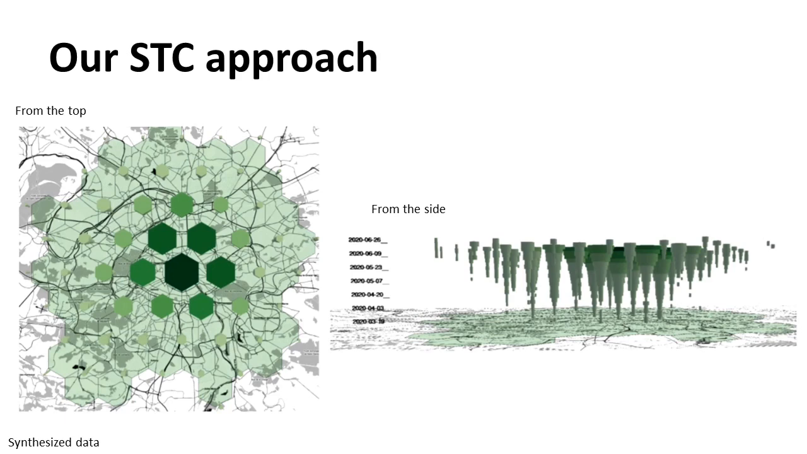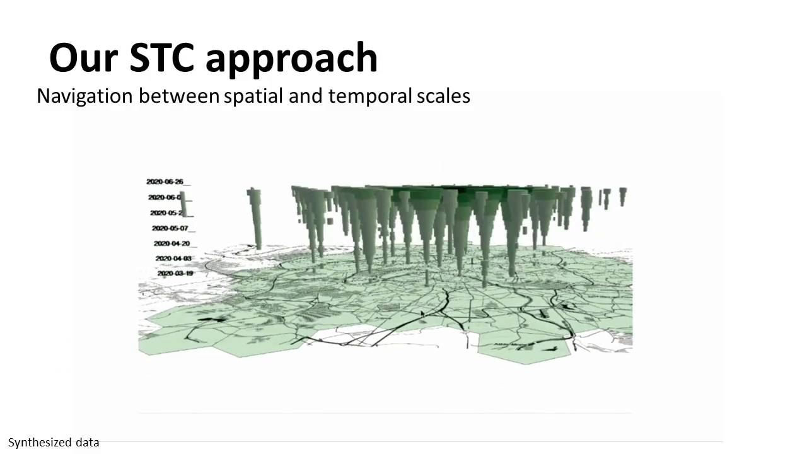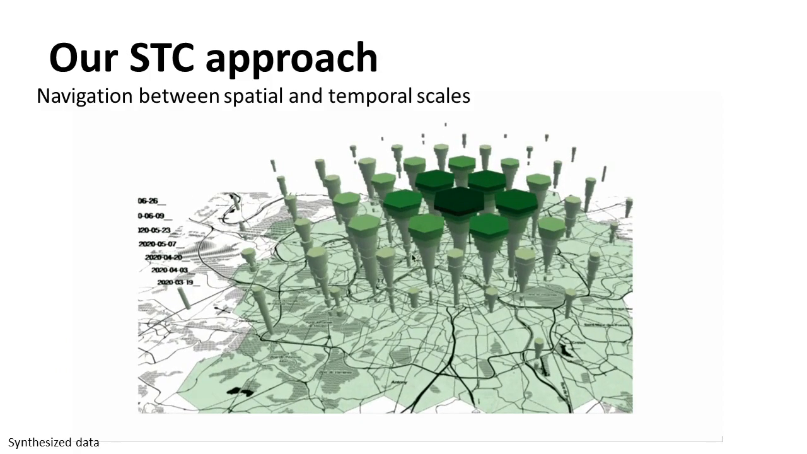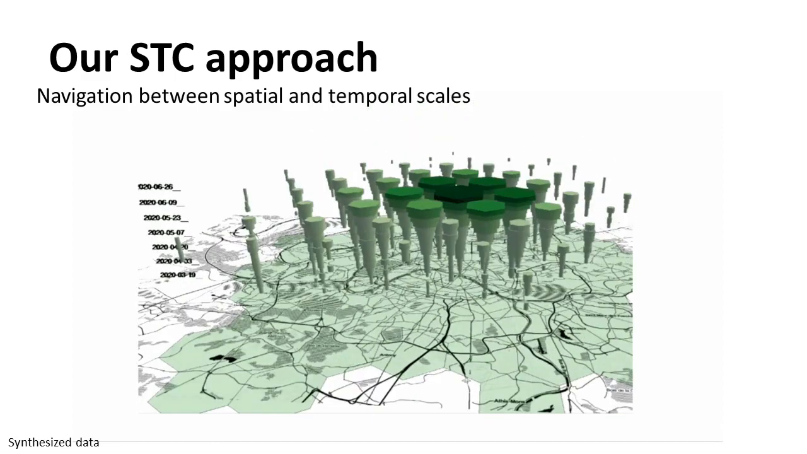So this representation allows the users to visually compare the temporal evolution of the number of cases in different spatial regions while keeping the location of these regions visible in the spatial representation and perhaps also their spatial proximity. This representation is also integrated into an interactive visualization environment, allowing the user to change its point of view, but also to navigate between different spatial and temporal scales by zooming into the 3D visualization.